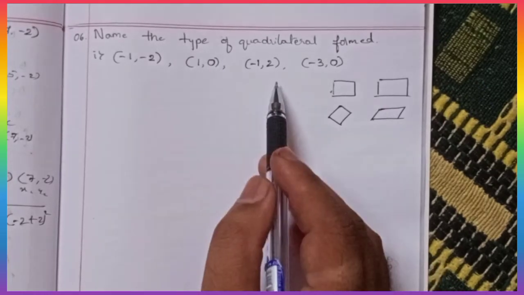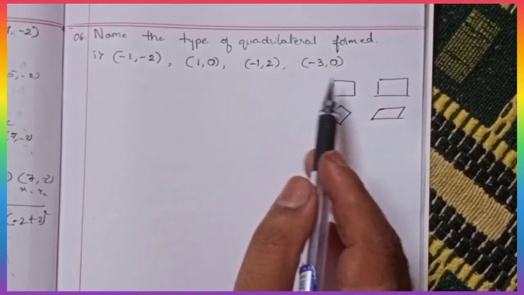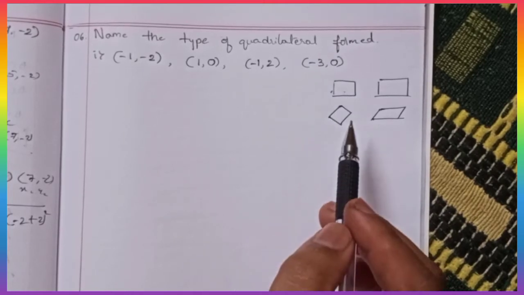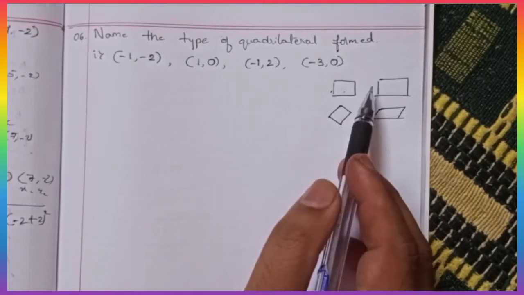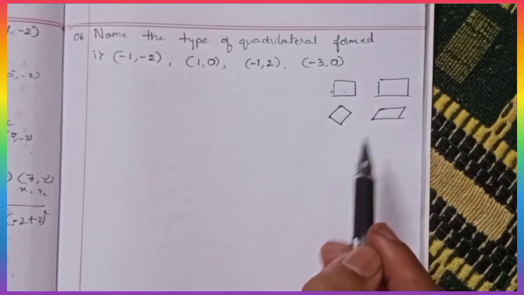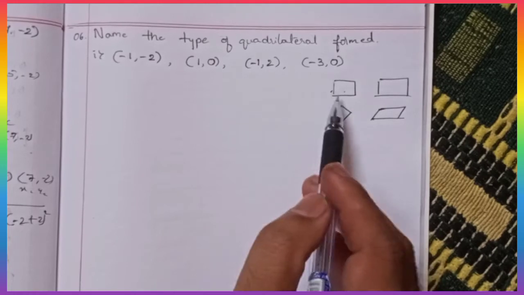Then how do we identify? If we find that all four sides are equal, we need to consider whether it is a square or a rhombus. If the opposite sides are equal, we need to consider whether it is a rectangle or a parallelogram. To clear up that confusion, we need to go for the diagonals.